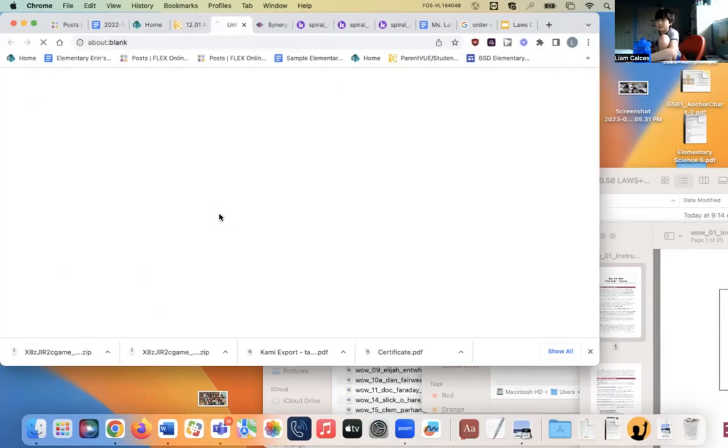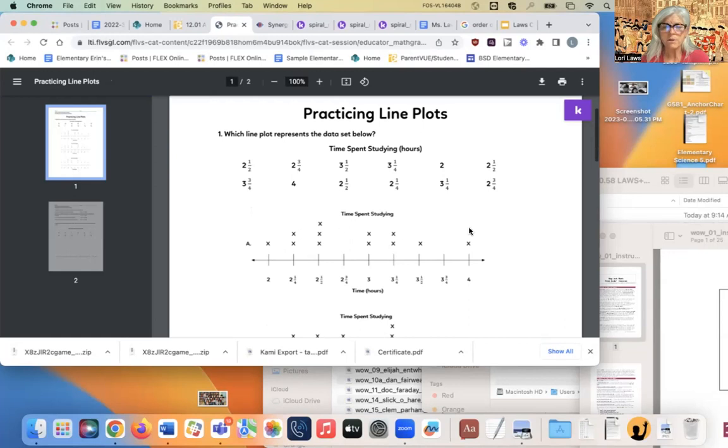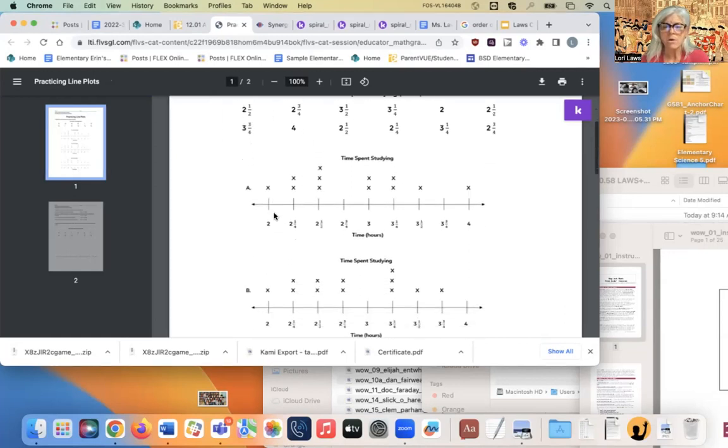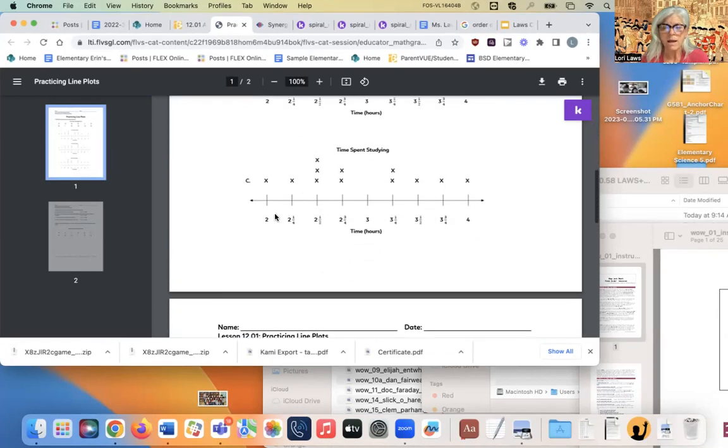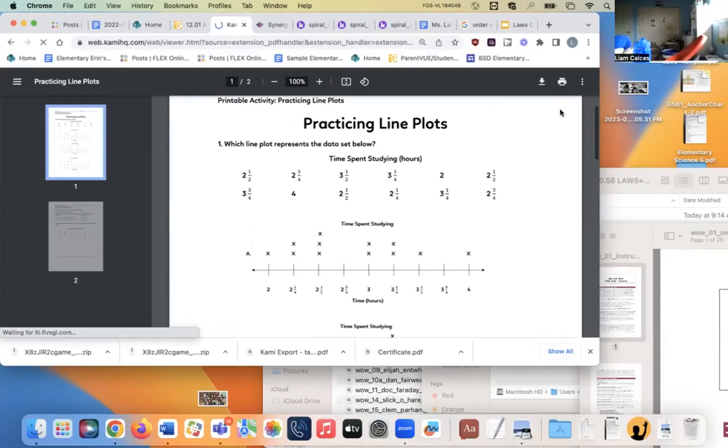Practicing line plots. Here's a worksheet that you can load in Kami and practice on and try to put on the data. Which line plot represents the data set below? Is it that one, or that one? Let's see. We would start with 2 1/2. I'm going to draw this on Kami.